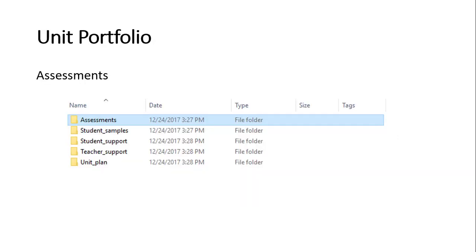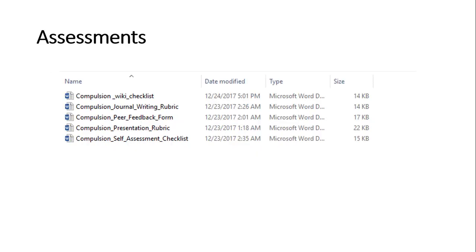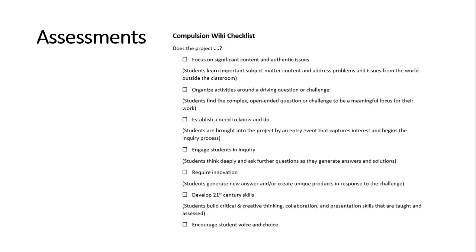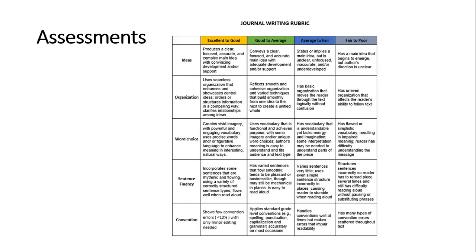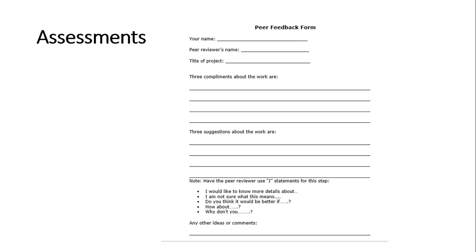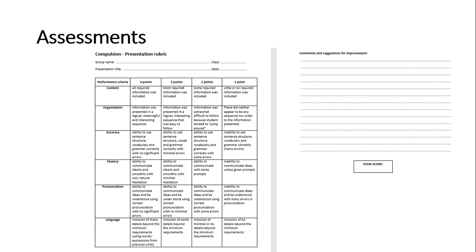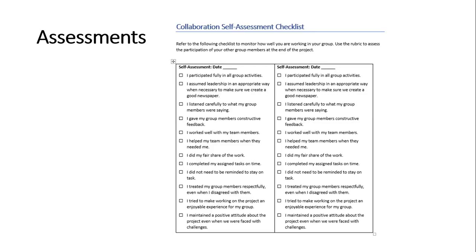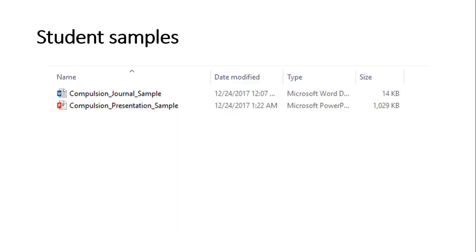After getting details about the unit plan, we'll move back to the unit portfolio. The first folder is assessments. Here are some assessment plans that help evaluate student progress: the wiki checklist, the journal writing rubric, the peer feedback form, the presentation rubric, and the collaboration self-assessment checklist.